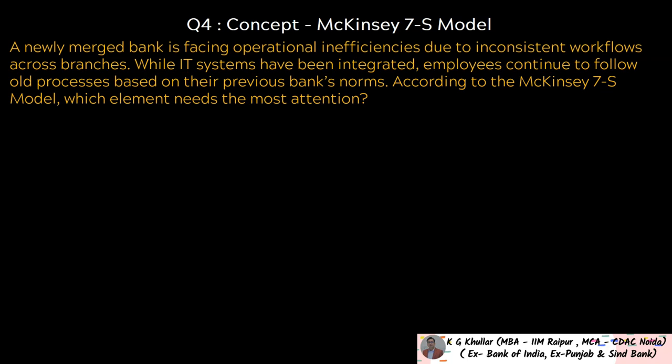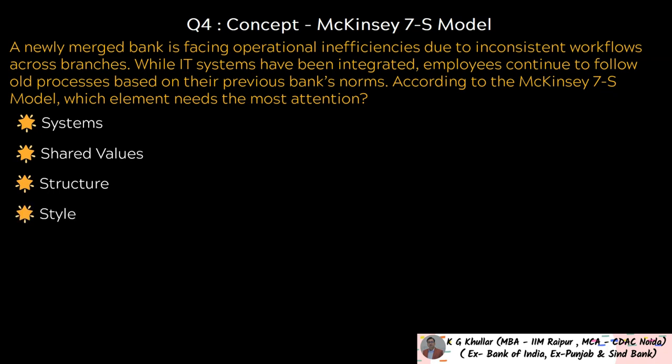The next question is, a newly merged bank is facing operational inefficiencies due to inconsistent workflows across branches. While IT systems have been integrated, employees continue to follow old processes based on their previous bank norms. According to McKinsey 7S model, which element needs most attention? And these options are given to you. Now friends, the correct option for the given question is option C, that is structure.